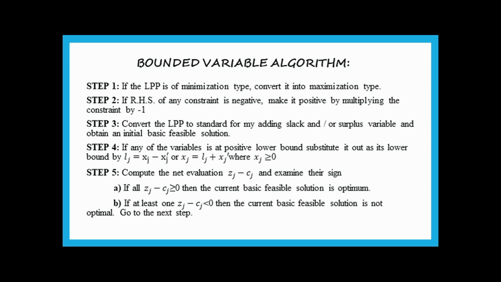Step 5 is, first compute the net evaluations Zj minus Cj and examine their sign. If all Zj minus Cj are greater than or equal to 0, then the current basic feasible solution is optimum. If at least one Zj minus Cj is less than 0, then the current basic feasible solution is not optimal. Then we move on to the next step.